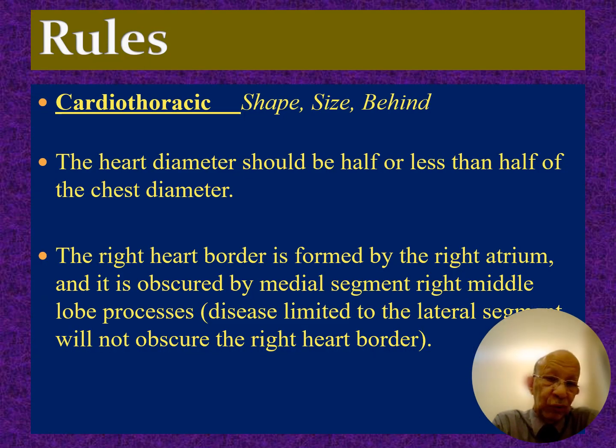Now let's go to more rules, right? The cardiothoracic ratio. The heart diameter should be half or less than half of the chest diameter in a PA film with a good inspiratory effort.